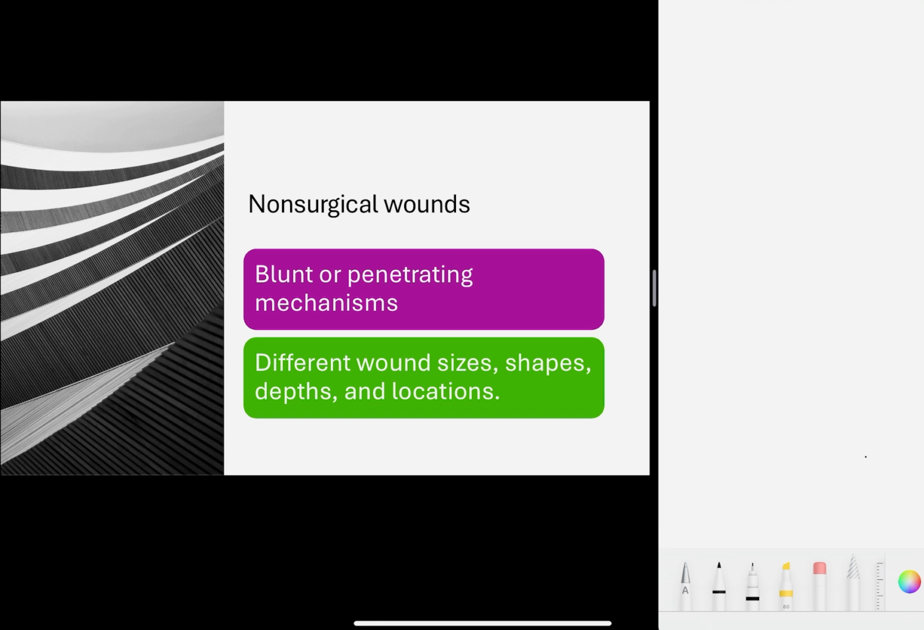Okay, coming to non-surgical wounds. Non-surgical wounds can be caused by blunt or penetrating mechanisms. So different mechanisms are involved like physical, thermal or electrical or chemical injuries. Because of this, the wound size, shape, depth and location may widely vary. And because of that, each individual wound should be evaluated, managed and cared for in a different manner.